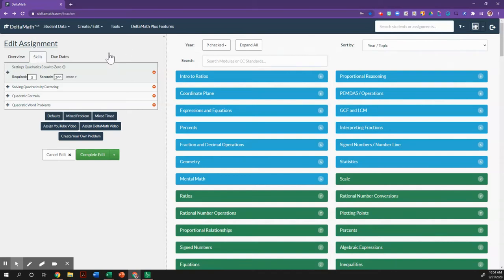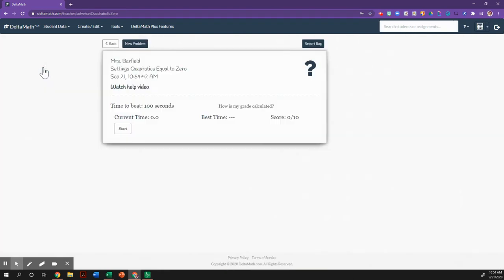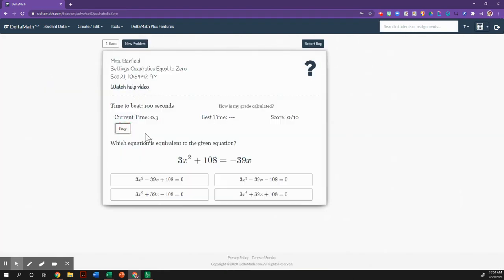All right, you guys, welcome to our second day of reviewing quadratics, and now we're going to be focusing on solving quadratics. Your first activity in your assignment is going to be a timed activity of setting quadratics equal to 0. When you click into it, you're going to click Start, and then your timer starts running, and you want this to equal 0. So you have to pick one of these four that's done it correctly.